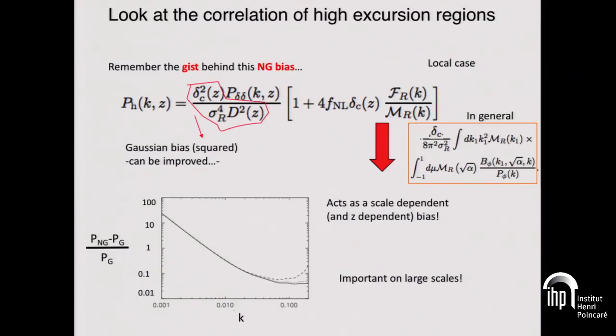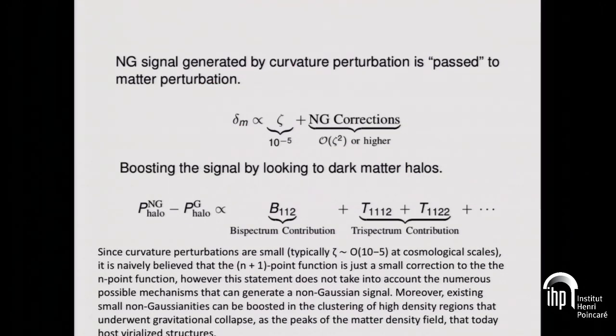And this is a very simple peak theory when you look at the correlation of the high excursion regions. What you find is that if you look at the power spectrum of the correlation of the high peak halos, basically you see that there is an enhancement due to any bispectrum. You want to put the local case, but in reality, any bispectrum that you can think of is going to take this power spectrum of the non-Gaussianity and generate a scale-dependent bias that is going to push you up, all the way up.